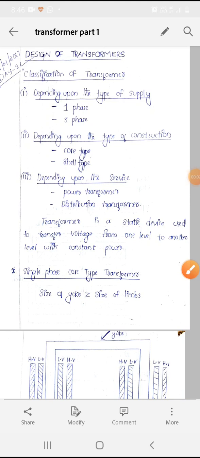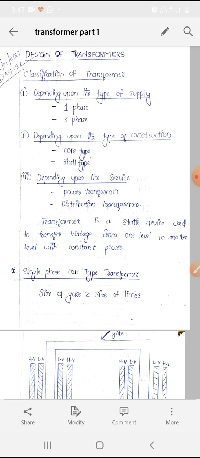Second module starts with the design of transformers. We all know transformers are classified into three. First is depending upon the type of supply, second one is depending upon the type of construction, and third one is depending upon the service. Depending upon the type of supply, it is classified as single phase and three phase. Depending upon the type of construction, transformer is classified as core type and shell type, and depending upon the service, it is classified as power transformer and distribution transformer.